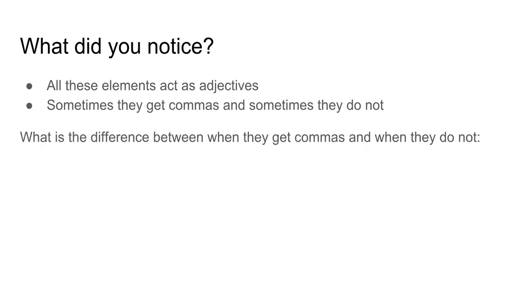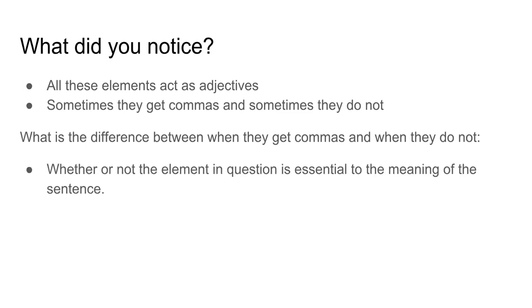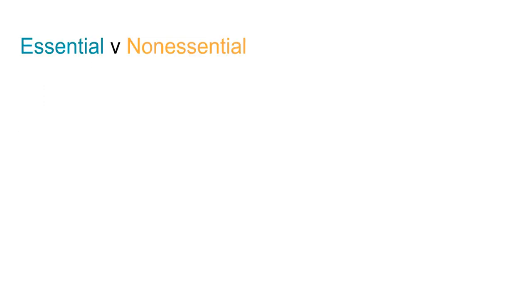What is the difference between when these elements get commas and when they do not? And yes, I did just call them elements. So if you're remembering past lessons, you should be coming up with the answer. That is, it's whether or not the element in question is essential to the meaning of the sentence. Is it essential or non-essential? They only get commas when they're non-essential. How do we tell the difference?